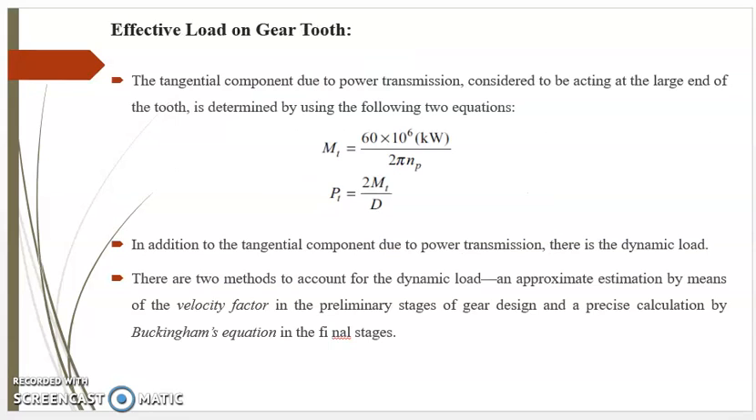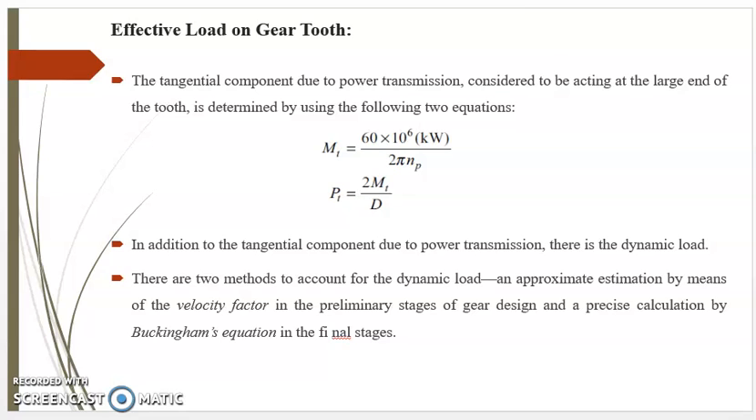Now next, effective load on gear tooth. The tangential component due to power transmission considered to be acting at the large end of the tooth is determined by using the following two equations. That is, torque transmitted is equal to 60 into 10 raised to 6 into power transmission in kilowatt divided by 2 pi np. Therefore, tangential load Pt is equal to 2 Mt divided by d.